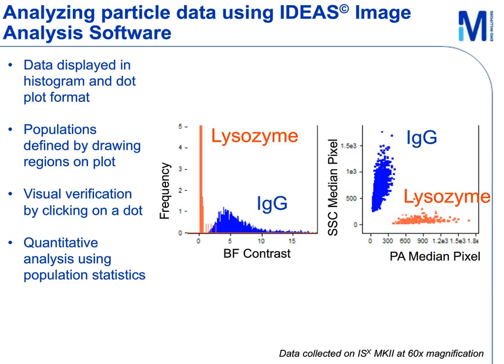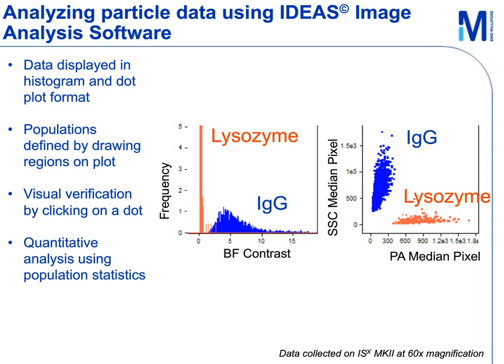Once an analysis template is developed, the final analysis of data is a statistical analysis of the features and populations defined. For example, comparing the median and standard deviation of a particular feature of interest between samples. On a side note, I think this data set is very compelling because it clearly demonstrates that some types of protein aggregates may be especially difficult to detect using light transmission-based techniques, such as bright field imaging, as we saw with the lysozyme particle. But it may be possible to detect these particles more easily using fluorescent labeling approaches.